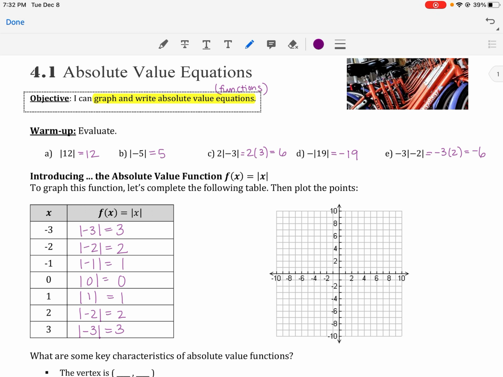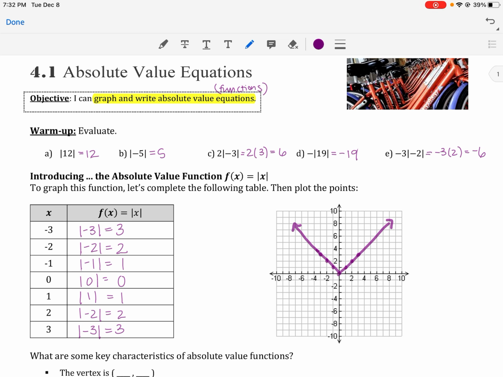So if I start plotting these points, negative 3, 3, negative 2, 2, negative 1, 1, 0, 0, then we get 1, 1, 2, 2, 3, 3, you'll notice your graph makes this V shape as I connect the points. If we continued on, right, you could see more of what it looks like.